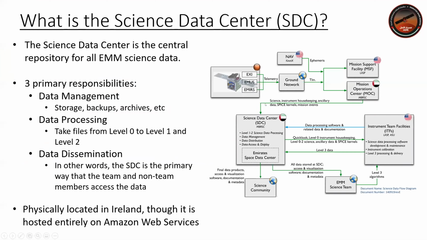So we'll receive the raw telemetry from the spacecraft, and we have 3 jobs at that point. One is data management: managing all of the data, storing it, backing it up, indexing it. Two, taking that data and processing it from level 0 files, which is the lowest level of processing, to level 1 and level 2, which are higher levels of processing, which I'll talk about a little later. And 3, disseminating that data to both the science team and the public. The primary way that we disseminate that data is through the website, which I'll walk through a little bit later.